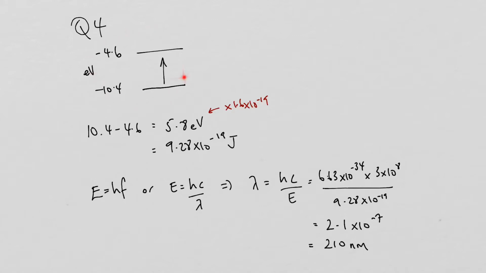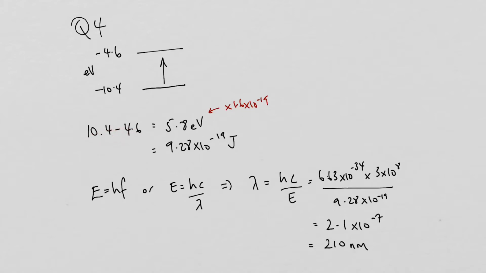So all I did, just for my own use really, was to draw a diagram of the minus 10.4, the minus 4.6, labelled it with eV, and just reminded myself that we've got an electron moving up, or a photon of light coming out as it goes down. A couple of reasons to draw a quick diagram: it visualises what I need to do to answer the question, and it reminds me that I need to find the difference between energy levels.